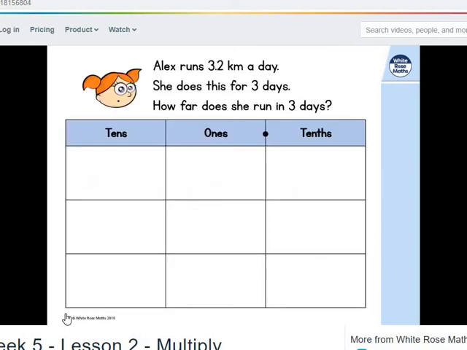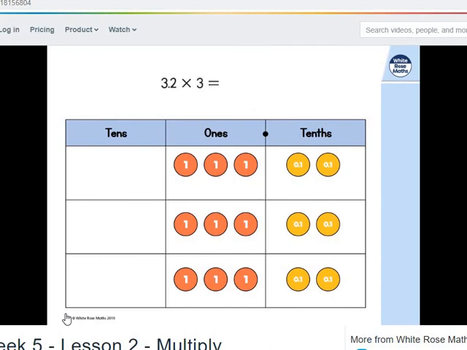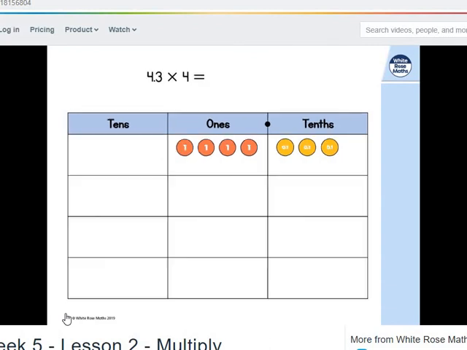Let's have a look at using a place value grid to help us. Let's represent 3.2. Here's 3.2, 3 ones and 2 tenths. And that would be 1 day. 2 days, 3 days. Let's add them up. Well, I can see I've got 6 tenths, and I've got 9 ones. So it would be 9.6.